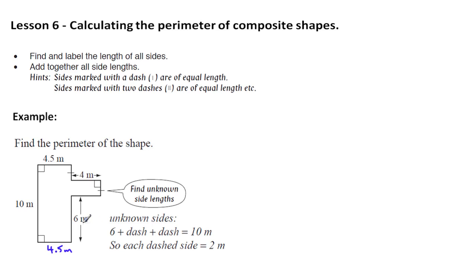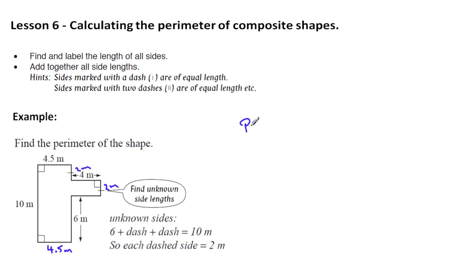Now if we find that 6 is here and there are 10 altogether in the whole length, that means that these two lines must add up to 4, and because they're equal, they must be 2 metres each. So we're going to write in 2 metres and 2 metres. Let's just check that. 6 and 2 give us 10. And if we look right around the diagram, each side is now marked with a distance. So we're ready to work out the perimeter.